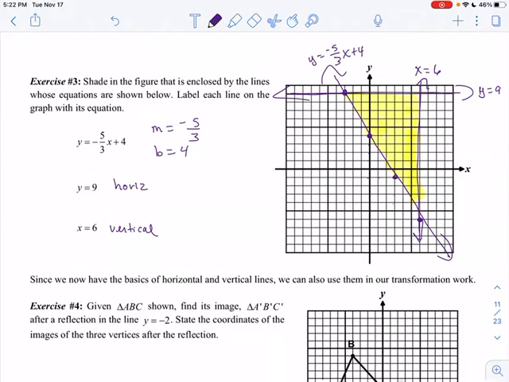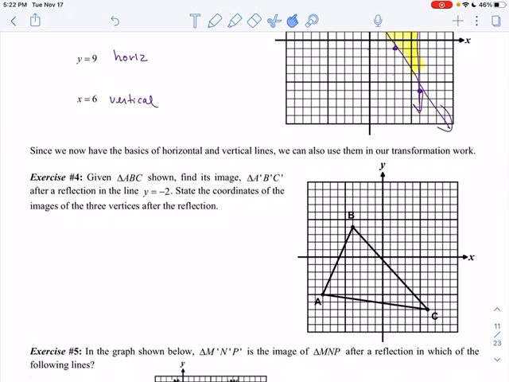Now let's very quickly look at some transformations with horizontal and vertical lines. We talked about these before. In exercise 4, we have triangle ABC, which is shown below. We want to find its image, triangle A prime, B prime, C prime, after a reflection in the line y equals -2. So let me first graph the line y equals -2. It is a horizontal line, and it's going through the y-axis at -2.